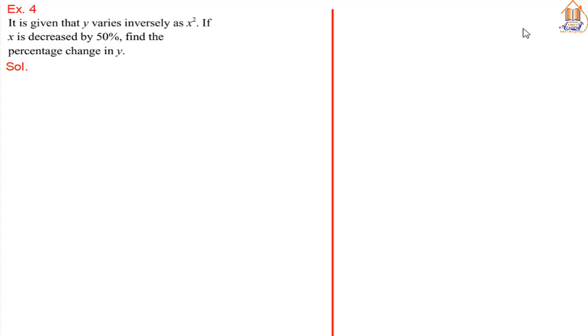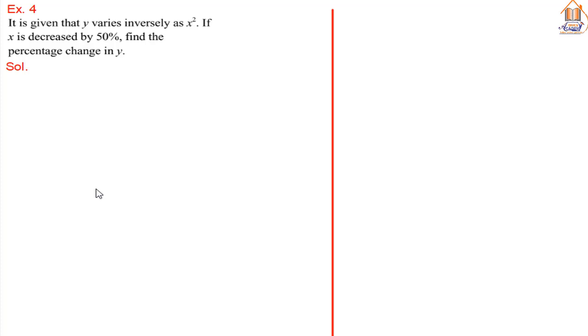Now let's go to our example 4. Our example 4 says that it is given that y varies inversely as s squared. If s is decreased by 50%, find the percentage change in y. Now, this question is similar to, I think, example 3 or example 4 in direct variation. Now, how are we going to go about this question?